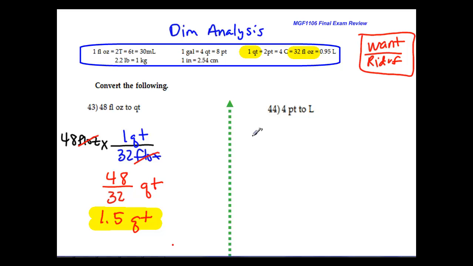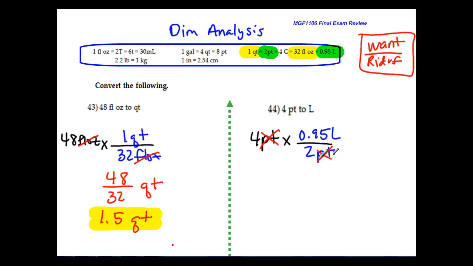Going to number 44, 4 pints. Again, let's go back up here. Pints to liters. What we want, we put on the top. What we want to get rid of, we put on the bottom. We want liters. So 0.95 liters goes in the top. 2 pints goes in the bottom. Double check. These should cancel.